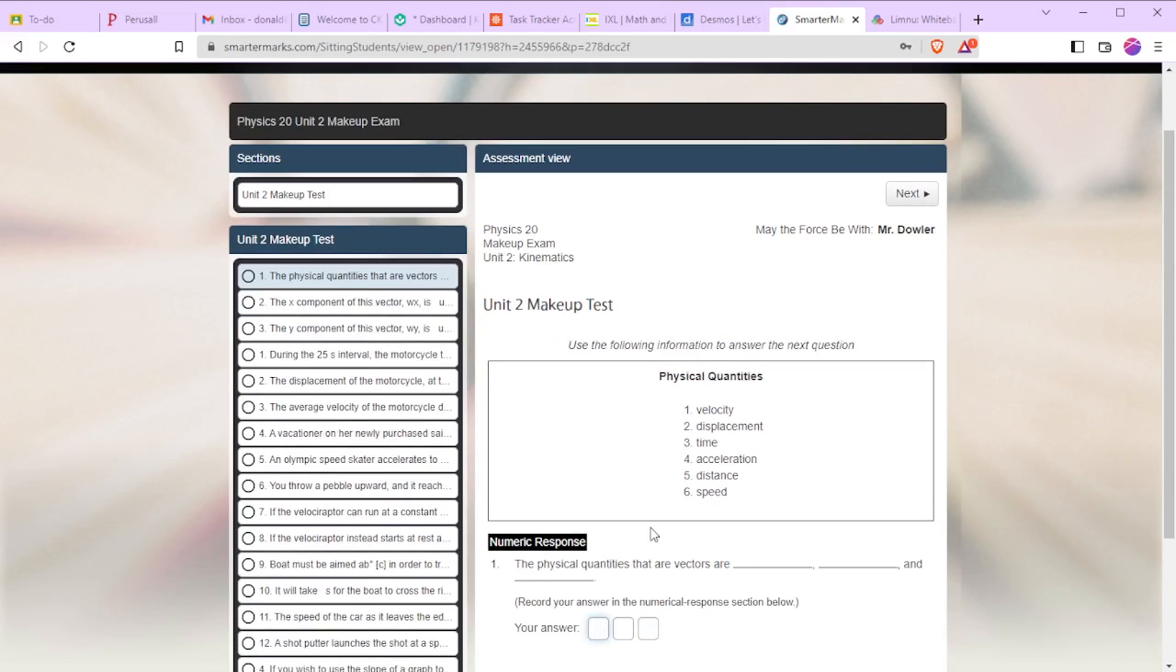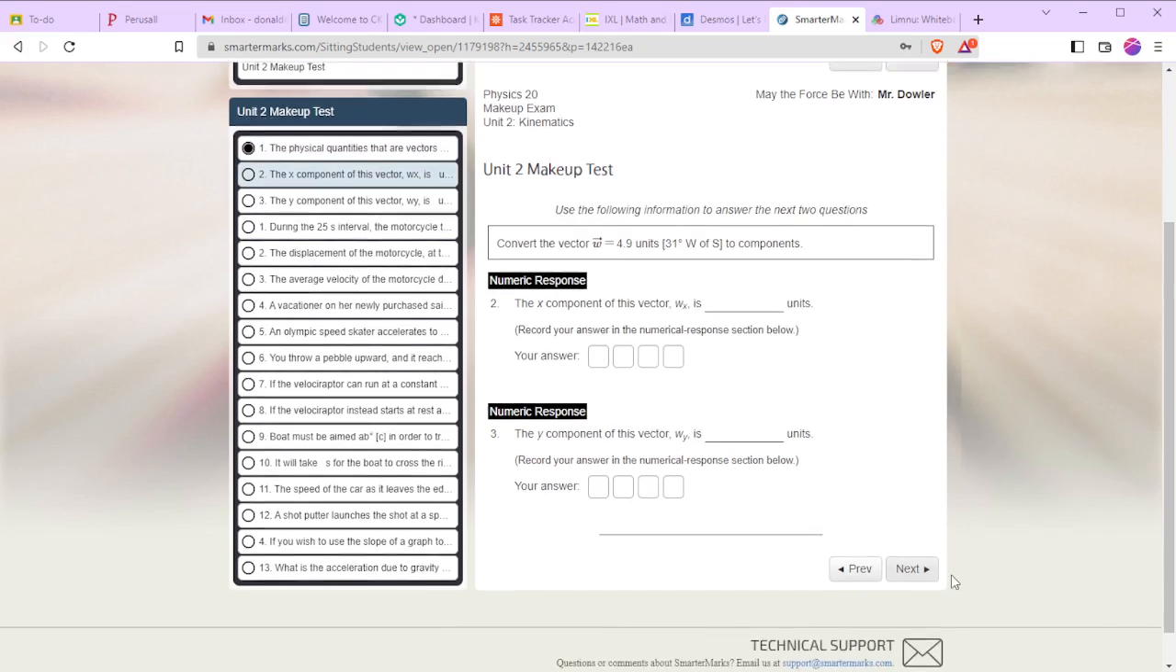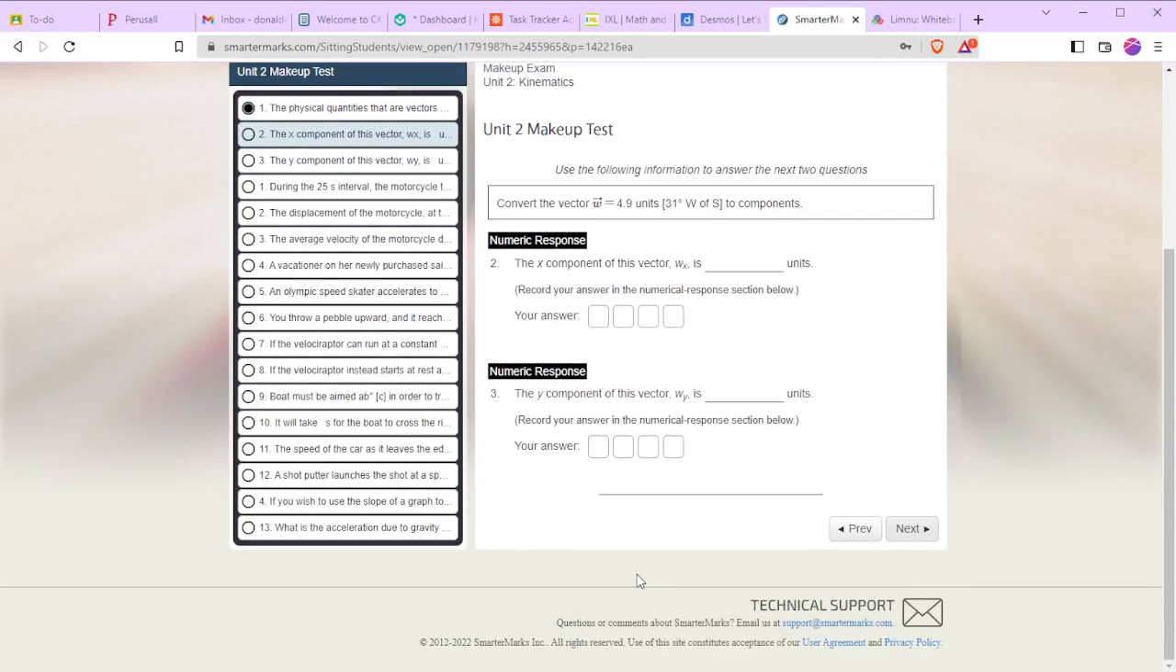So the physical quantities that are vectors here are velocity, displacement, and acceleration. Time, distance, and speed are not. Distance is the scalar version of displacement, speed is the scalar version of velocity, and time has no real direction, at least not in our perception of space.